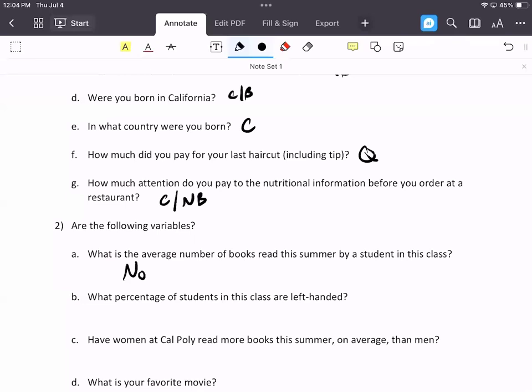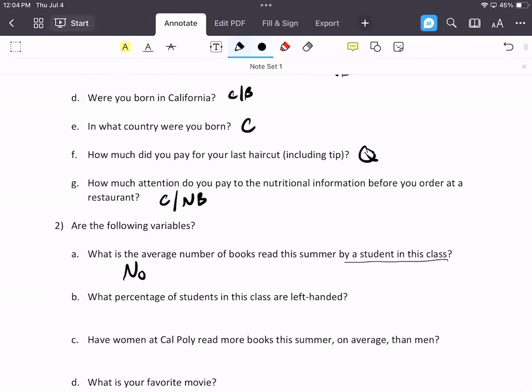We're going to ask them how many books, we're going to do the calculation because we want to know the average number in this class, right? So that's a calculation that is not a variable. That average will not change from student to student.